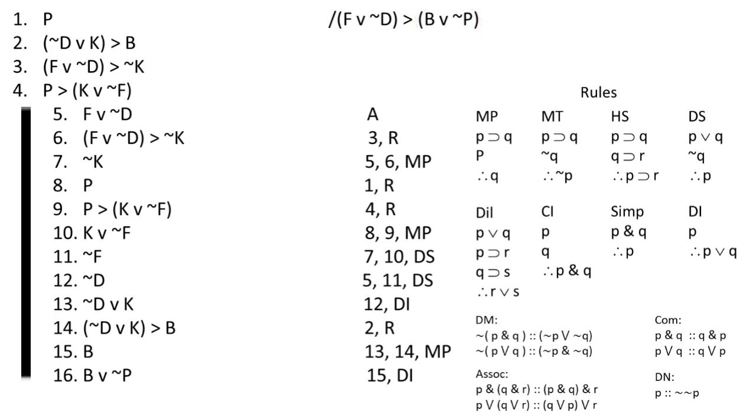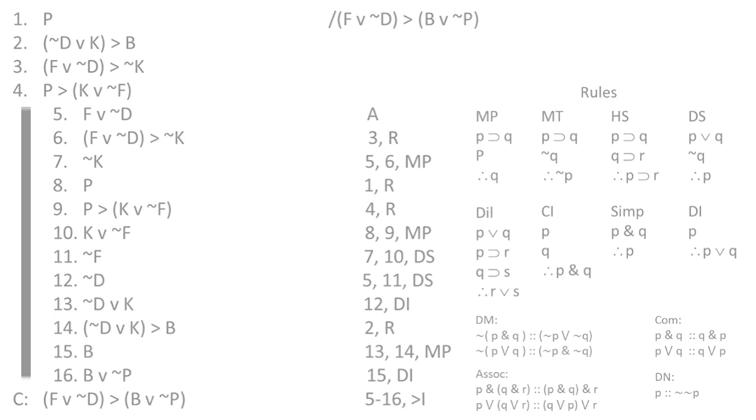Since we assumed the antecedent on line 5, we can now say, if F or not D is true, then, like it says on line 16, B or not P is true. So, we can discharge this assumption and demonstrate that this is a valid inference.